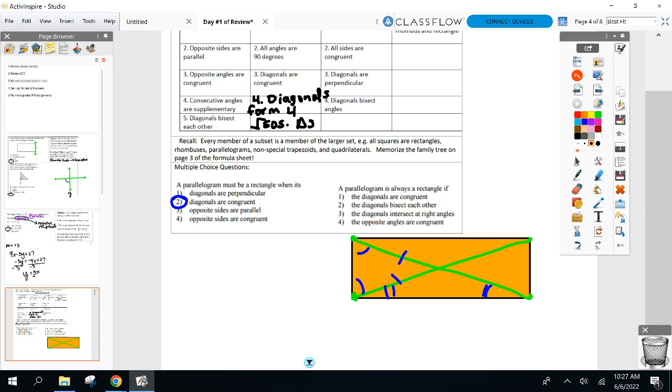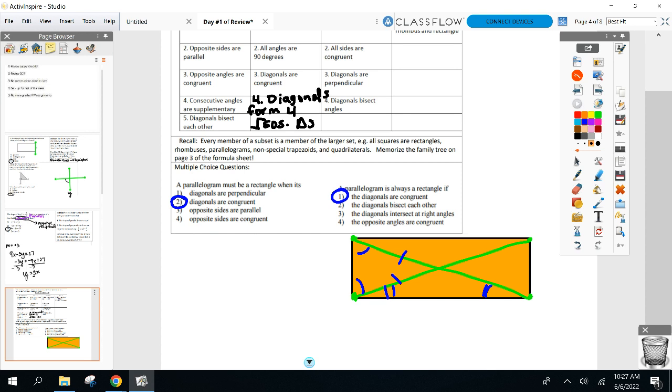All right, and then the second one, parallelogram is always a rectangle. I should have just deleted that one because it's almost a repeat, huh, Cal? Basically asking the same thing. Parallelogram is a rectangle if the diagonals are congruent. Right.